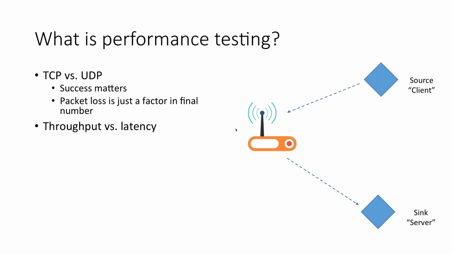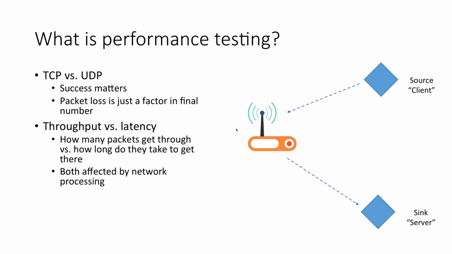And speaking of throughput versus latency, the difference is that throughput measures the data rate of successful transmissions, whereas latency measures the delay between when the transmission was sent by the source and when it was successfully processed by the sink. Latency causes different problems with different applications. For example, if you're watching a video in a high latency situation, it will require more buffering by the receiver, or else you'll see delays. Both of these factors are affected by the performance of the device's network processing.